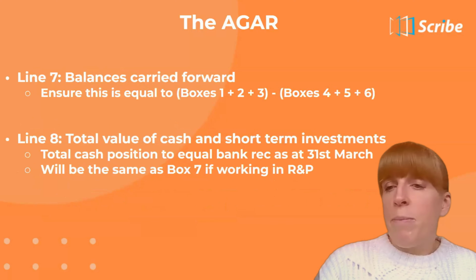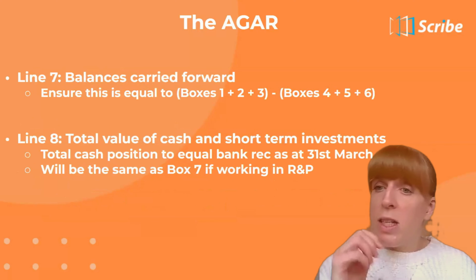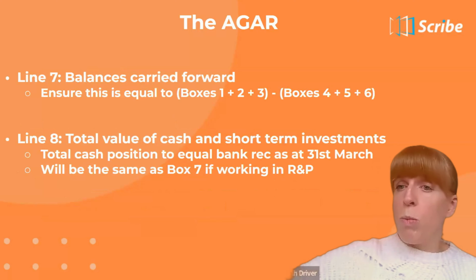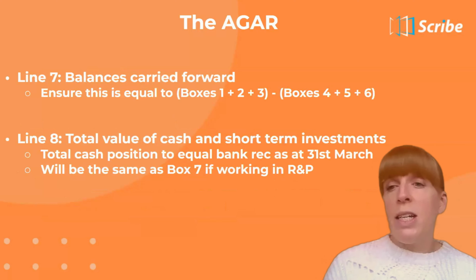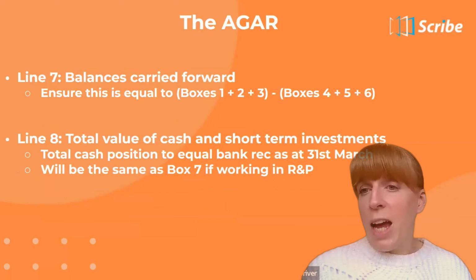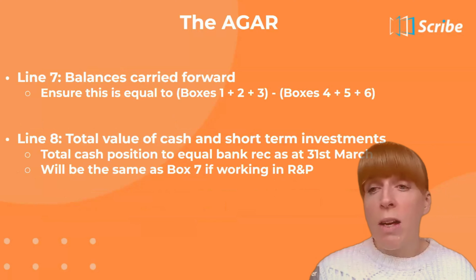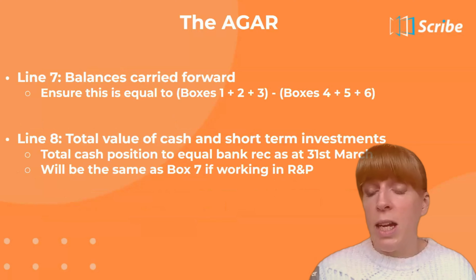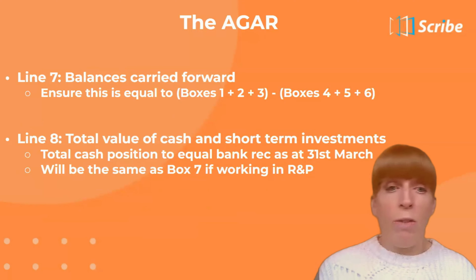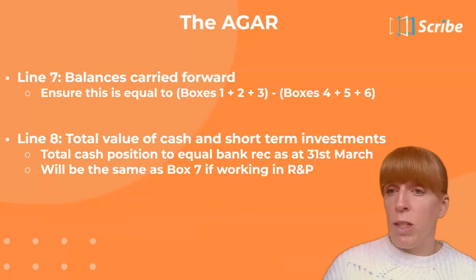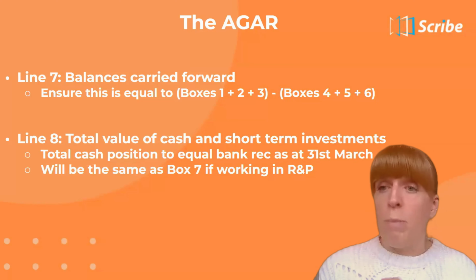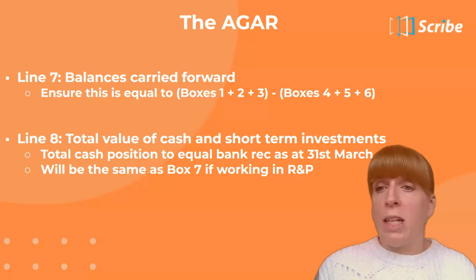Line 7. Balances carried forward, as we talked about. So this is our total that then becomes box 1 for next year. So we need to make sure that therefore it actually adds up. And I have seen quite a few AGARs that actually don't, accounting statements in AGARs that don't sum. It confuses you for a while because you can put the numbers in the boxes, it gives you an error when we put them into Scribe, and then we realise that's simply because the numbers that have been submitted don't actually add up.